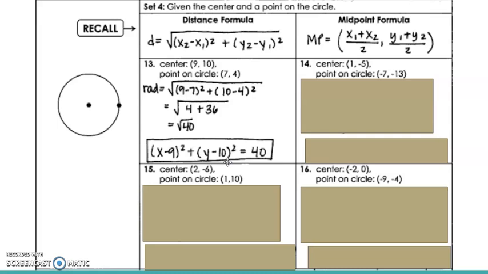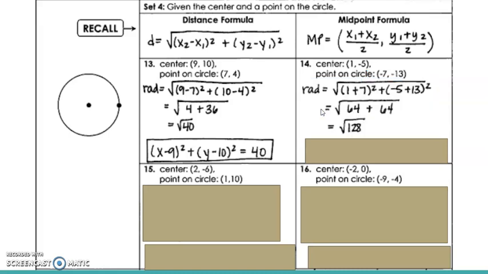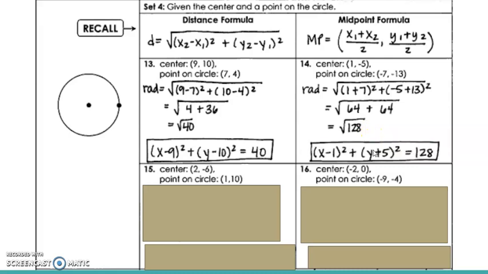Number 14 is the same way. I'm going to use my distance formula to find my radius. So I can see the distance between my center and the point. Again, I'm going to leave it as the square root of 128 because when I do r squared, that'll become just 128. And then I'm going to plug in my center. So 1 and -5.